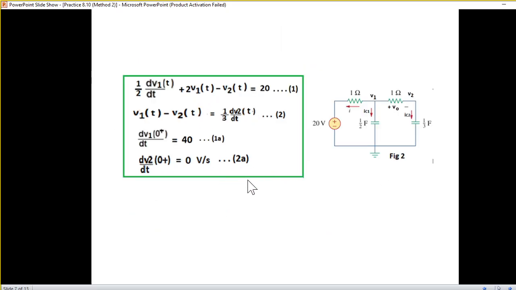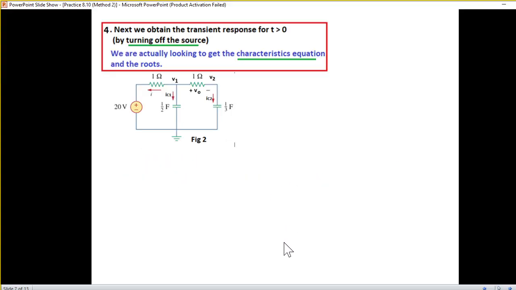Now these are the four things that we have found. These two equations we found for the source on, and these two values we'll be using later on. Now we obtain the characteristic equation, and for the characteristic equation we are supposed to turn off the source, because actually we need to find the natural response.